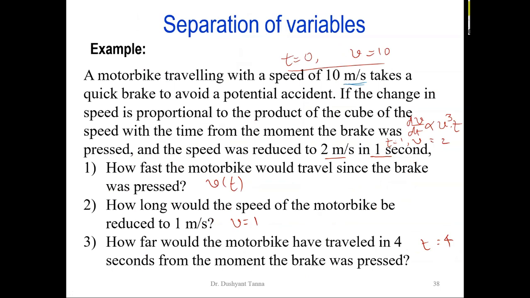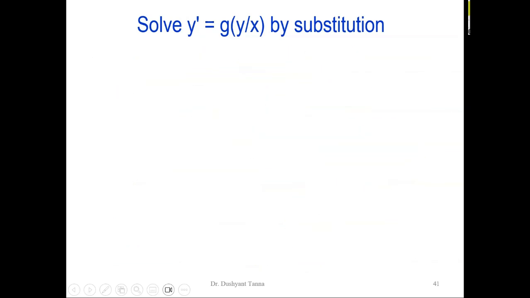Yes. How fast this was going. So this is how fast it was going. Right. Okay. Now we use v is equal to 1 to find how long the time t. Okay, so that's one. The next, when t is 1, what is the value of v?